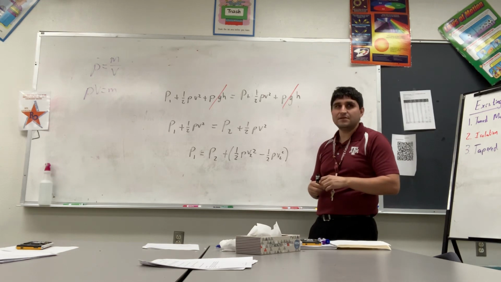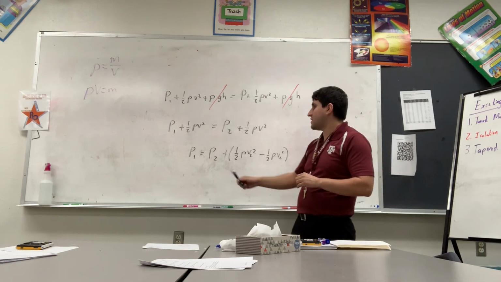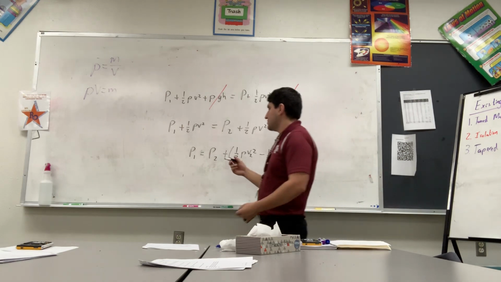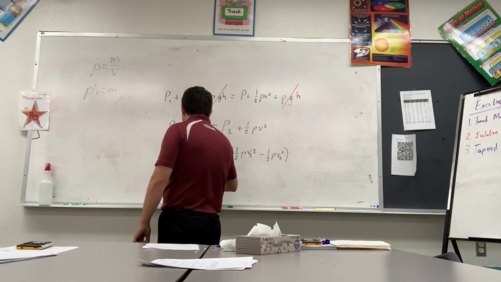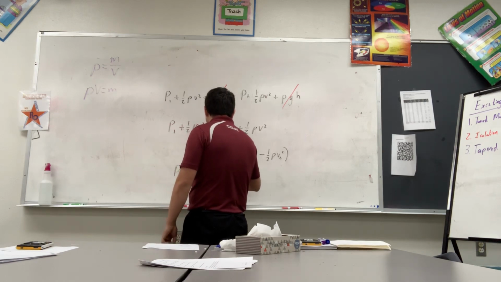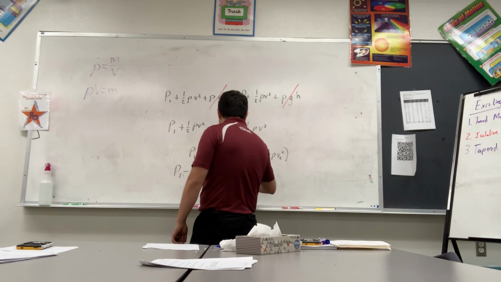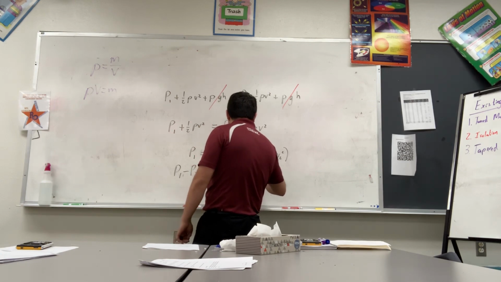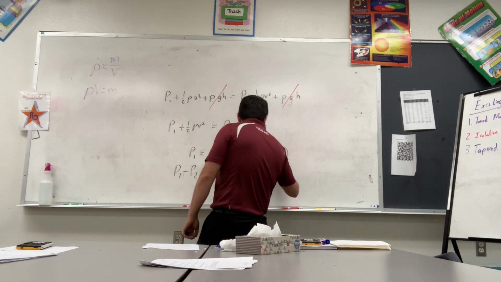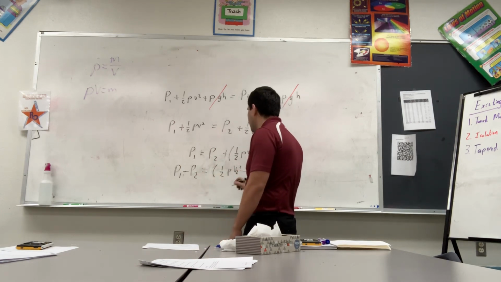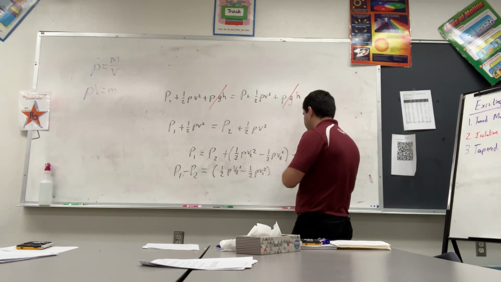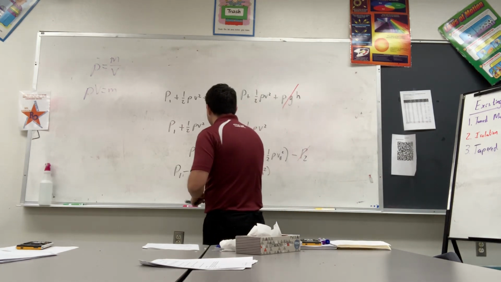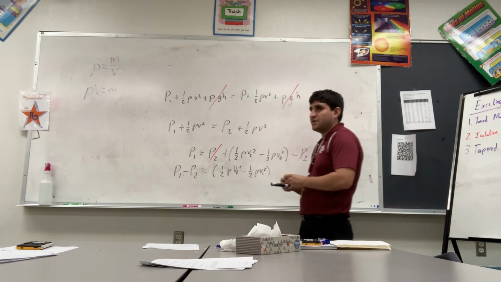Subtract what? Yeah, I'm going to subtract the second pressure. So P1 minus P2 is equal to 1/2 So all I did was I subtracted from both sides. These canceled out. But what I do to one side, I do to the other.